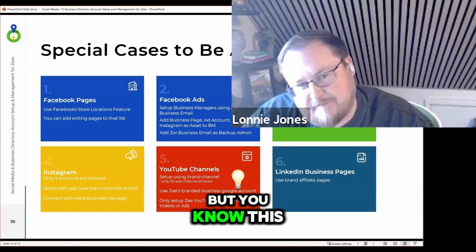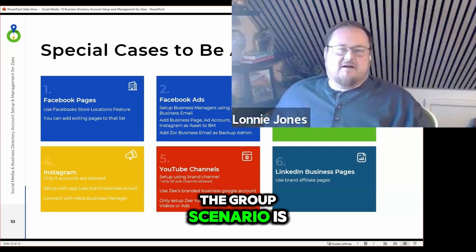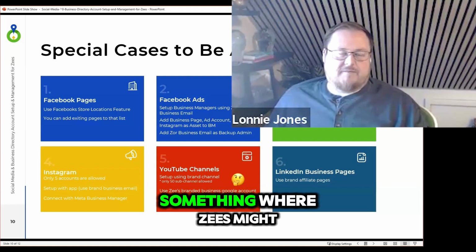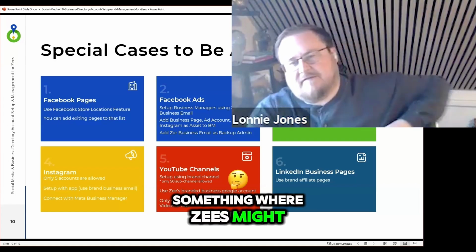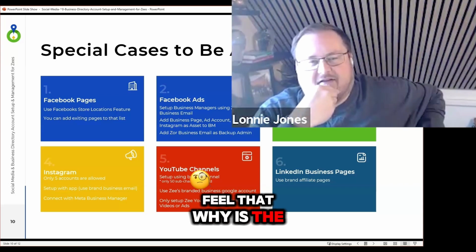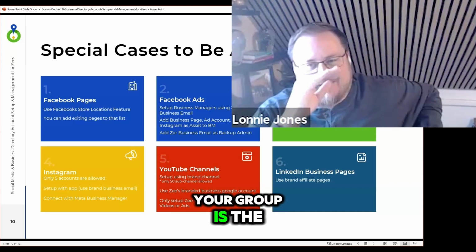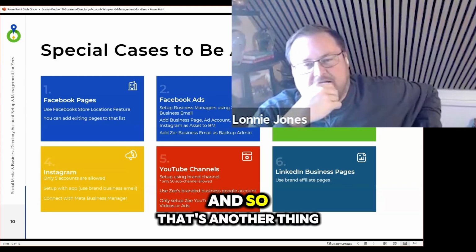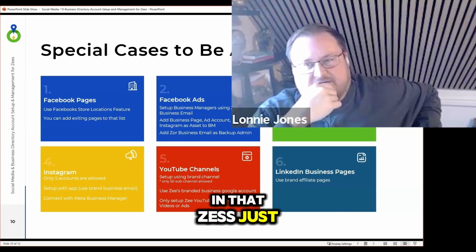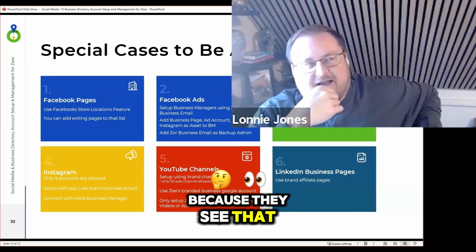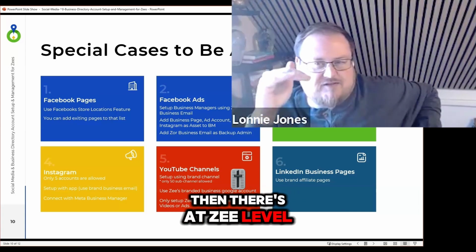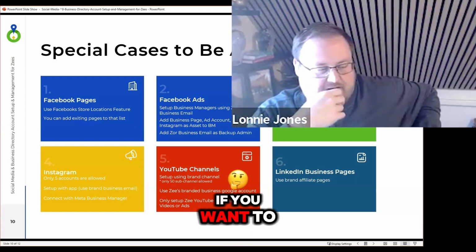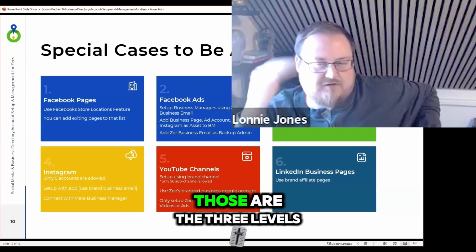But the group scenario is definitely something where Z's might feel restricted. That's the other thing that happens: your group is the primary owner of the Z's profile, and the Z's see that. But then at the Z level, you add them as an owner, and then you can add their staff as a manager if you want to allow that, or their vendors. So those are the three levels.